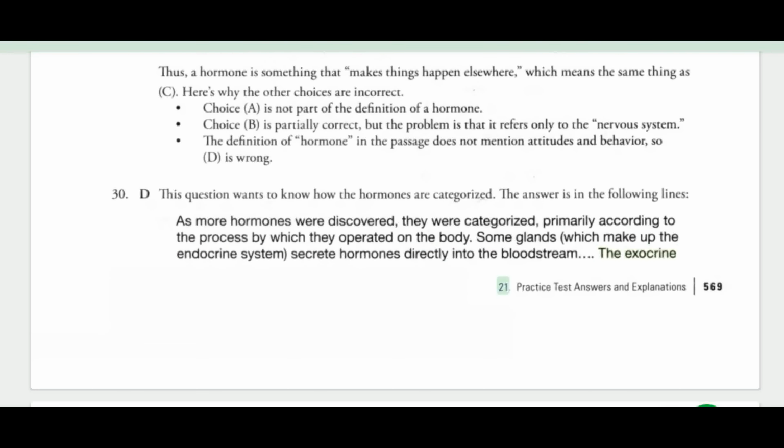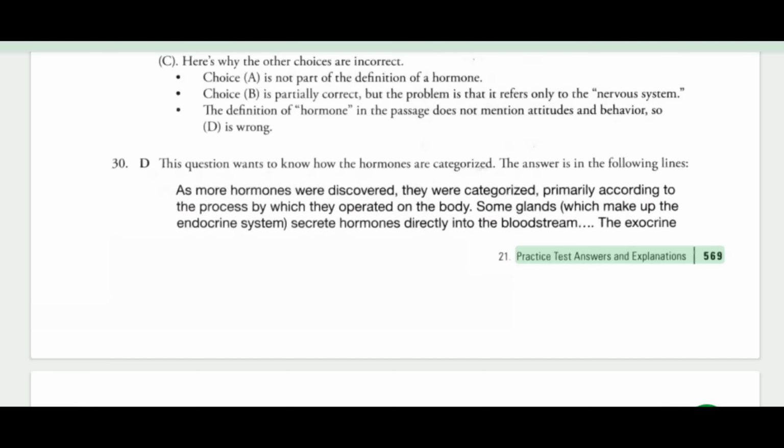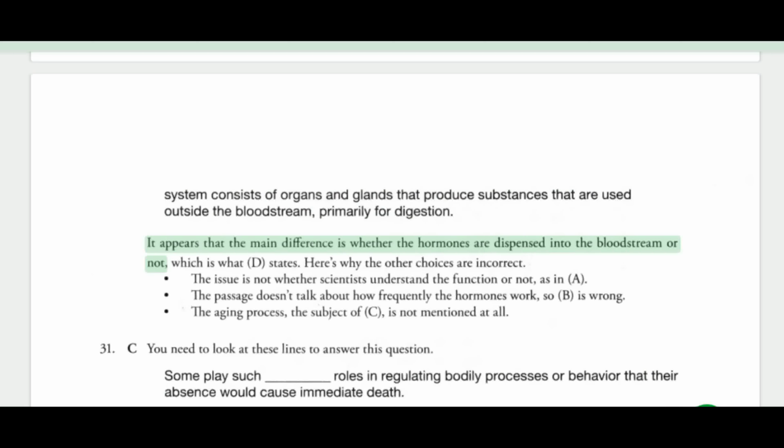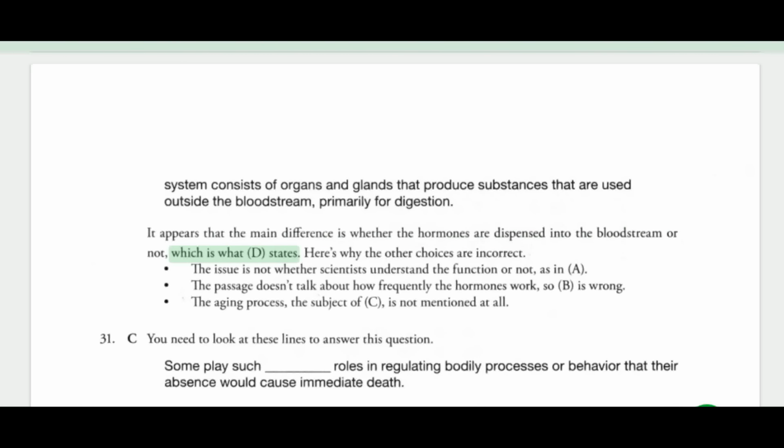The exocrine system consists of organs and glands that produce substances that are used outside the bloodstream, primarily for digestion. It appears that the main difference is whether the hormones are dispensed into the bloodstream or not, which is what D states. Here's why the other choices are incorrect.